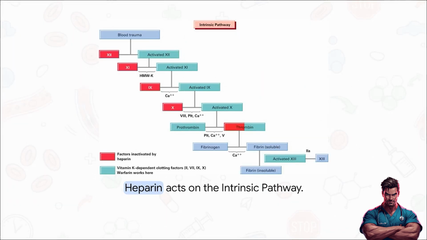On the flip side, the intrinsic pathway is triggered by internal blood trauma. And this is exactly where heparin works its magic. By binding to antithrombin 3, heparin acts like a super fast off switch, instantly shutting down thrombin and activated factor 10 to just completely halt the coagulation cascade in its tracks.